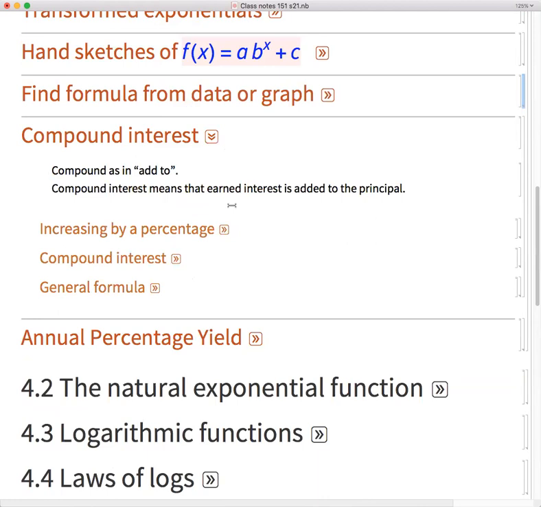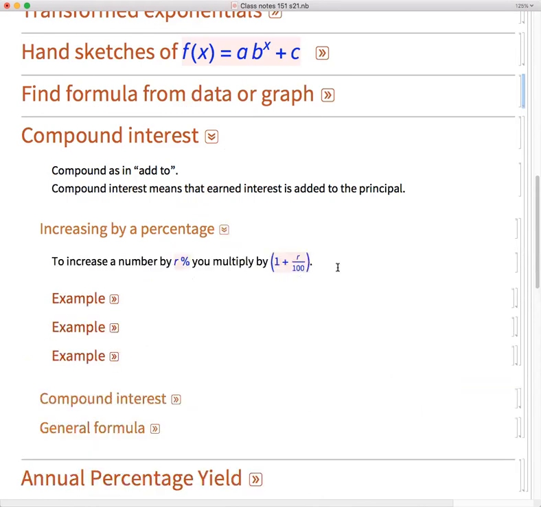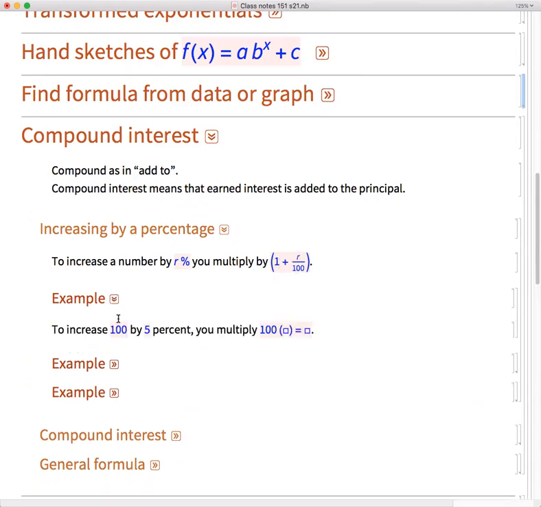The last topic for this section is an application of exponential functions, trying to compute compound interest. So as a review and an intro to this topic, I just want to think about trying to increase a number by a certain percentage. And the way to do that is to multiply by 1 plus r over 100 when r is the percent. And hopefully an example will make sense here.